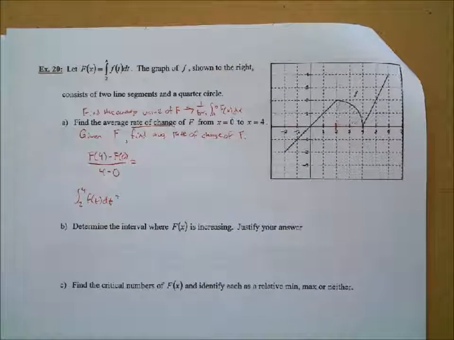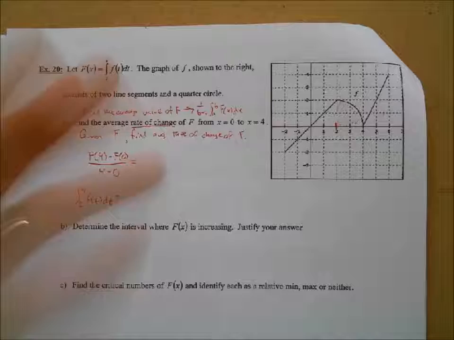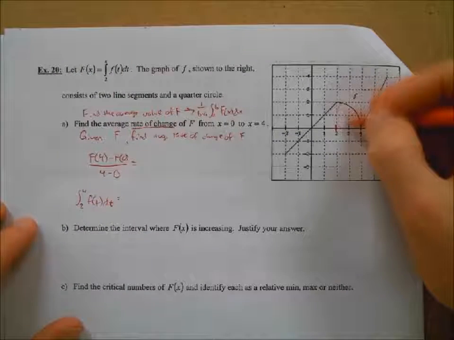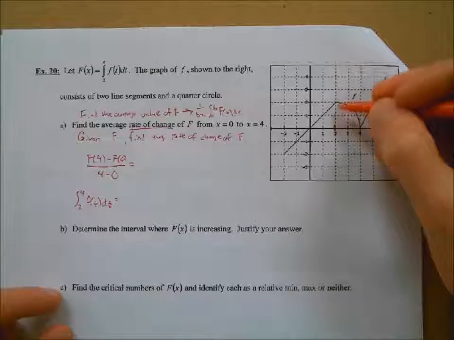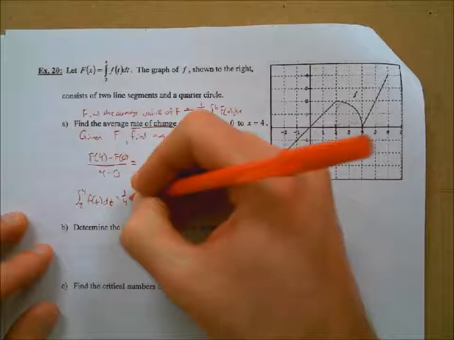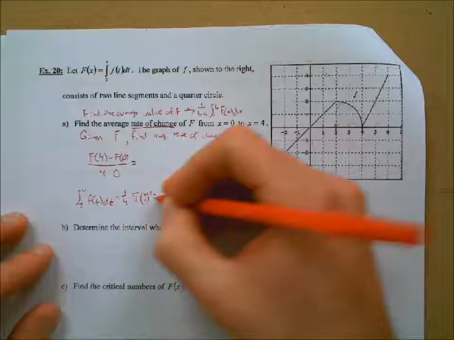So we're going to use geometry here. We're not expected to come up with some function. We'll just use geometry to get this area. Don't bother trying to write a function for this. This is a quarter of a circle, so it's going to be 1/4 times pi times the radius of 2 squared. So it's just going to be pi.